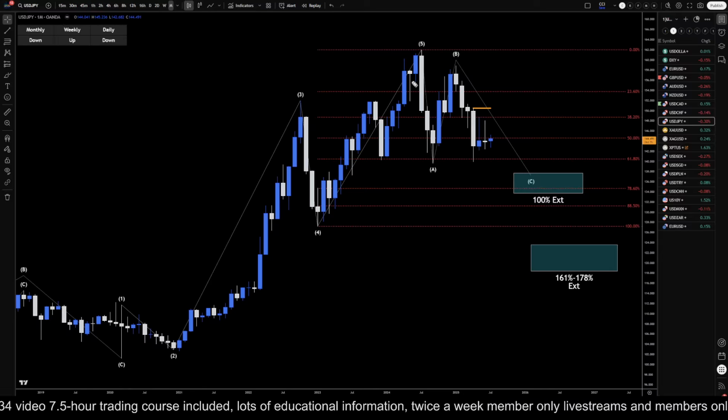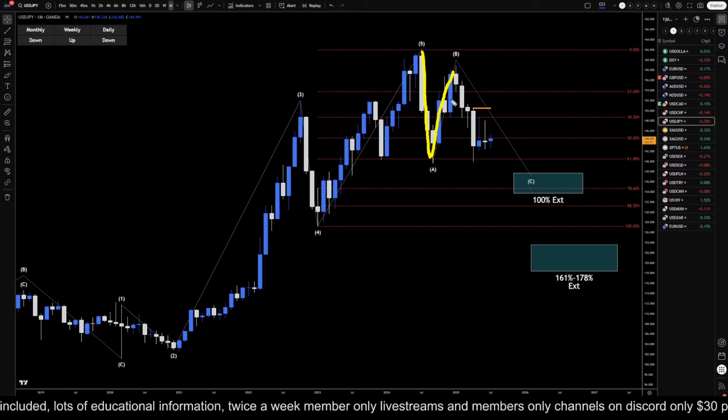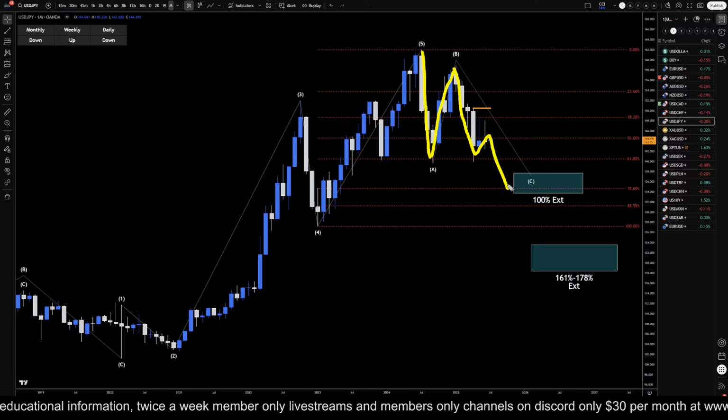So anyways, on the US dollar yen, we got this first big push down. I think it's an A. We got this corrective move up. I think it's a B. And I believe that we are likely in a wave C.